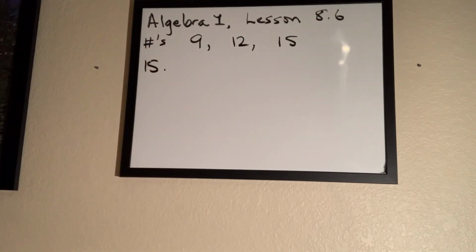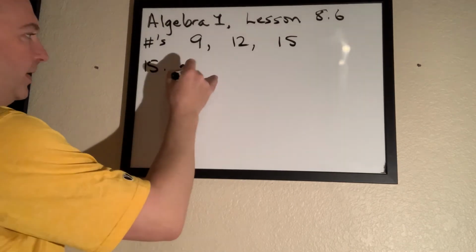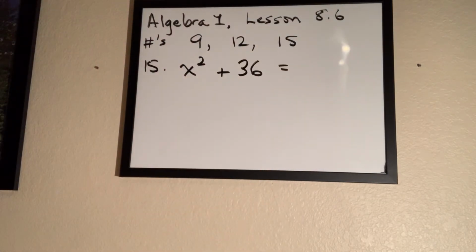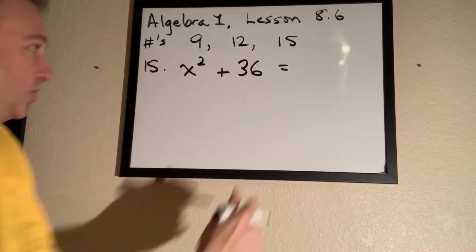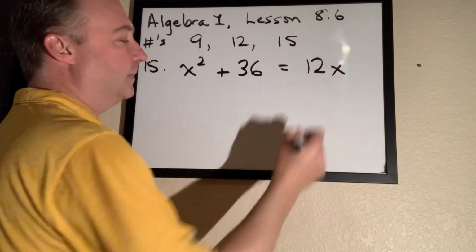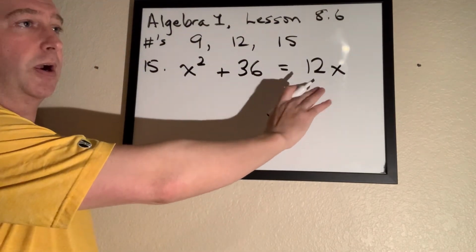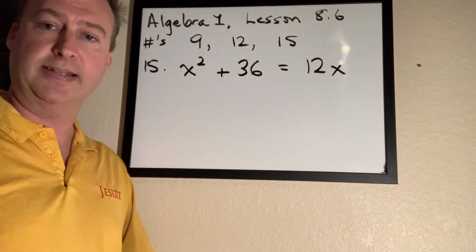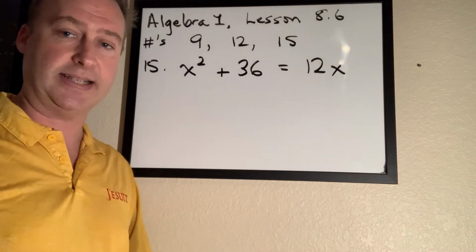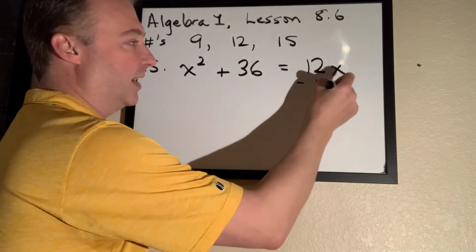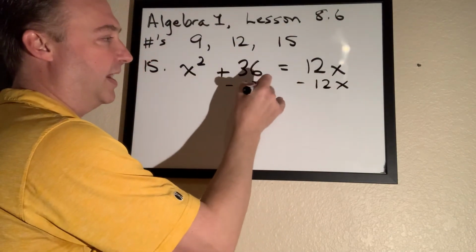All right, so 15 in our textbook says, x squared plus 36 equals 12x, okay? All right, so again, how are we set up here? Are we set to 0 yet? No, we're not set to 0 yet. So what's our first task? We've got to set everything equal to 0, okay? So we've got to subtract that 12x from both sides, okay?